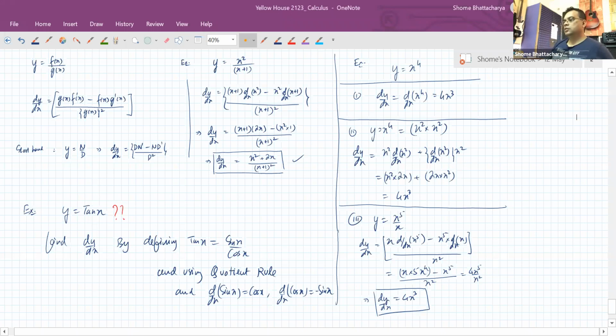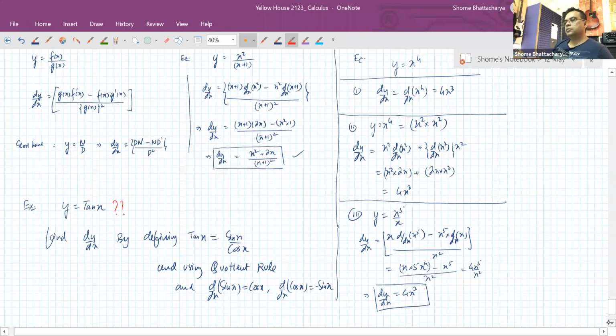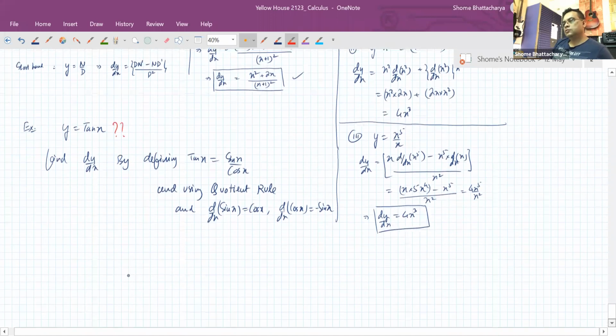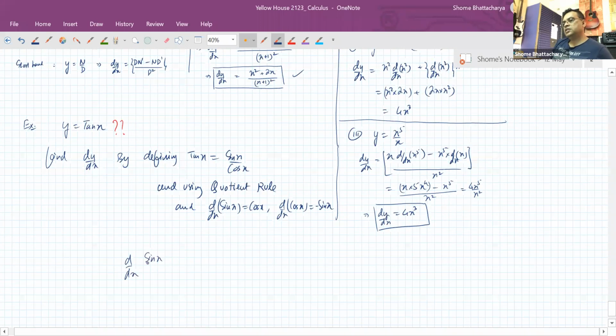Okay, so let's see this one. Treating tan x like a quotient of sine and cos, we differentiate by writing denominator into differentiation of numerator, minus numerator into differentiation of denominator, divided by the denominator squared. So this would be the complete expression.